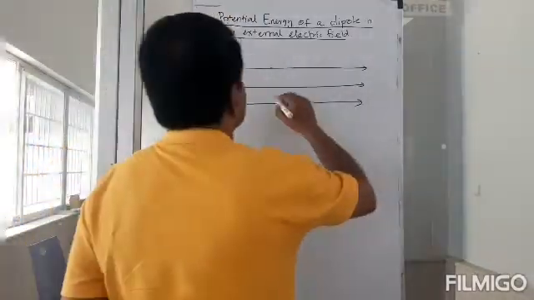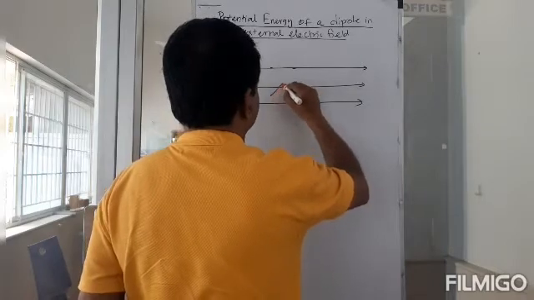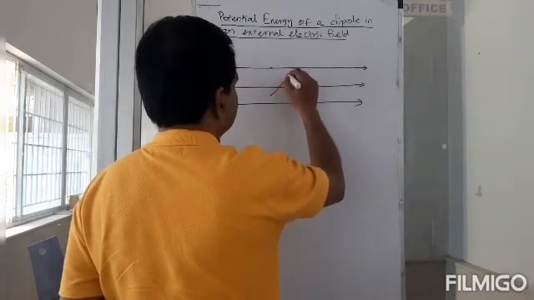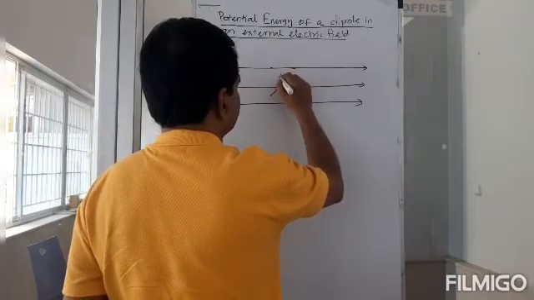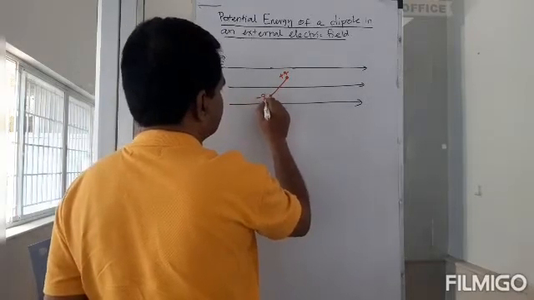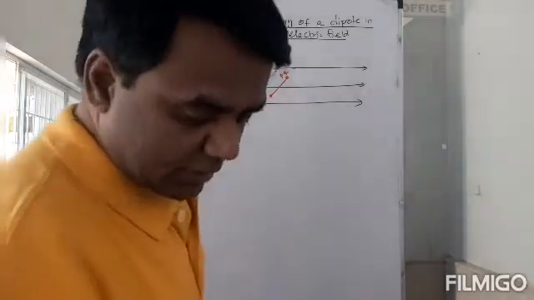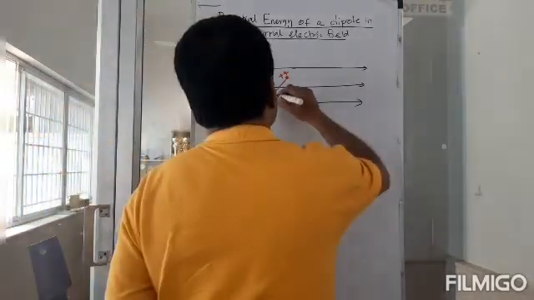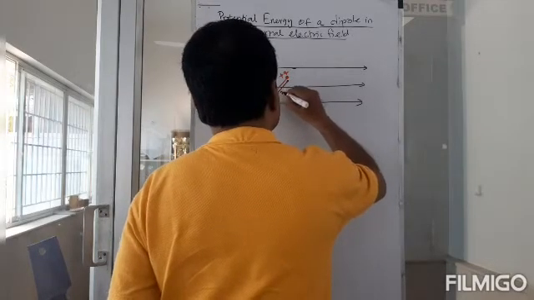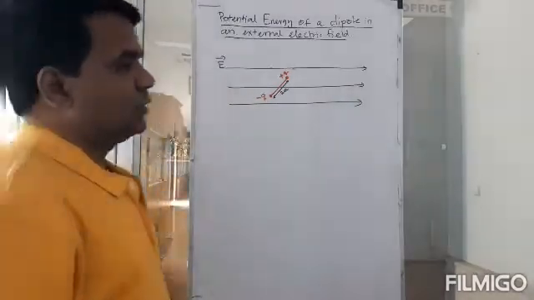Let's say the dipole is at an angle theta. This is my dipole. So I may have a plus Q here, and then I will have minus Q here. And you also know that this is 2a distance.